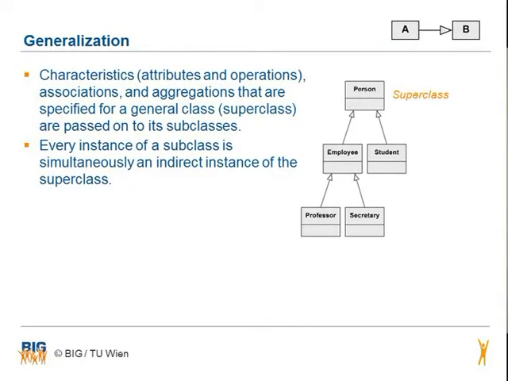On the top right side of the slide, you see the superclass person with the 4 subclasses: employee, student, professor and secretary. All generalizations are transitive. This means a secretary is a person and an employee. Employee is also a superclass of professor and secretary.